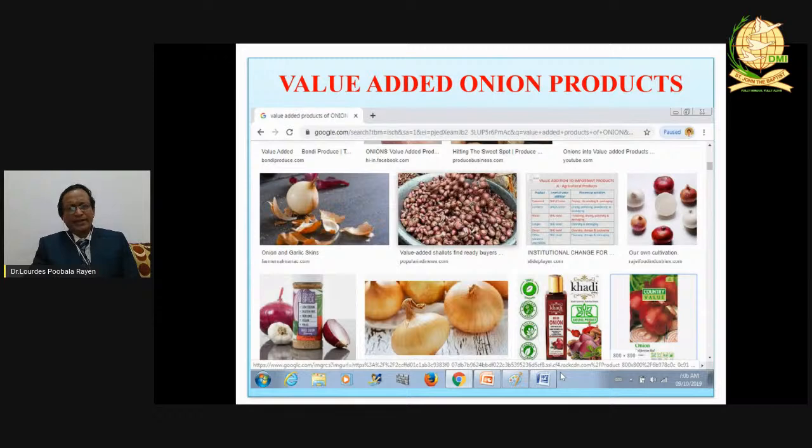We can grow onion in any place, but we must find out the value added onion products. We must try to add value to the existing products. If you offer the same product, nobody will buy.